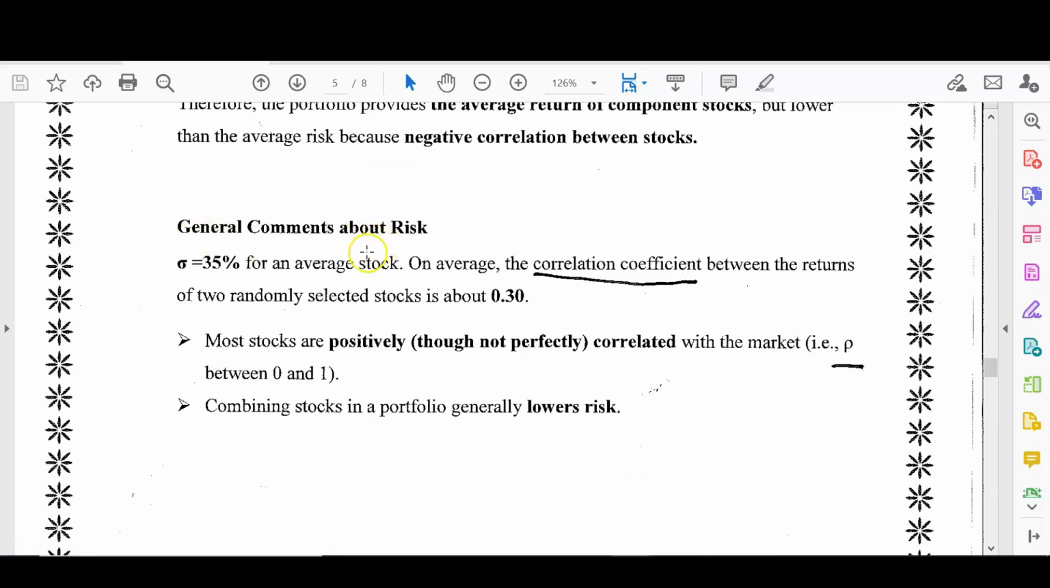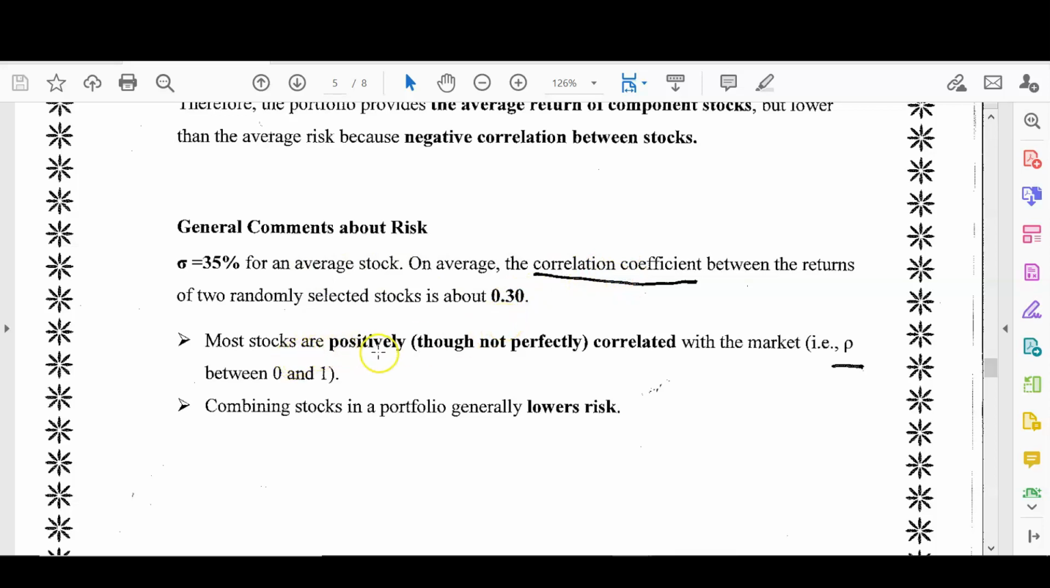General comments about risk. Sigma equals 35% for an average stock. On average, the correlation coefficient between the returns of two randomly selected stocks is about 0.3. So these are the average risk for a stock and the average correlation between two stocks in the market.